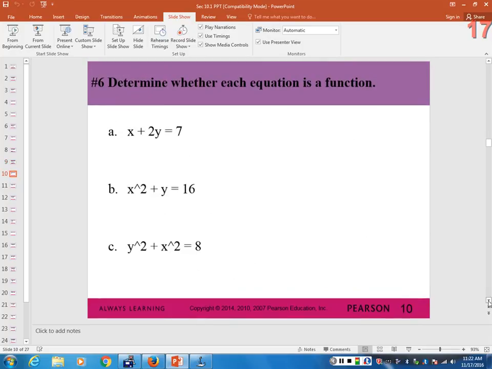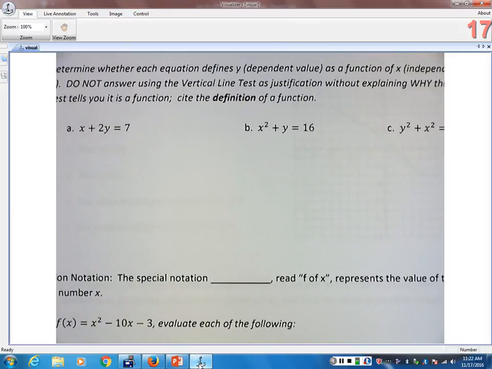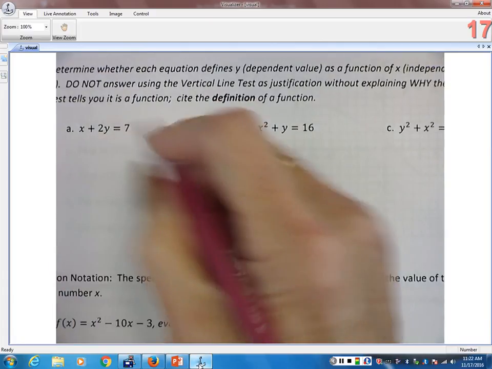So we're going to determine whether or not each one of these is a function. And these are in your notes. So first we'll look at x plus 2y is equal to 7. And we're going to solve it for y.